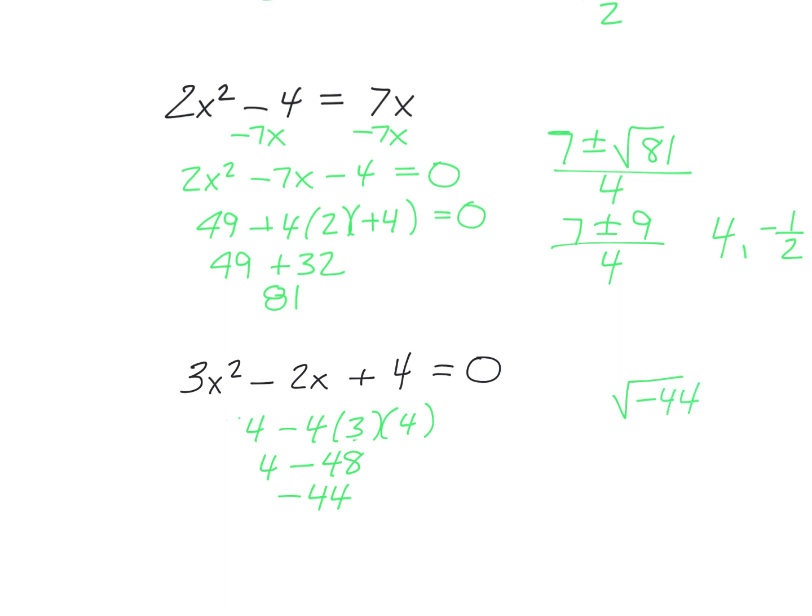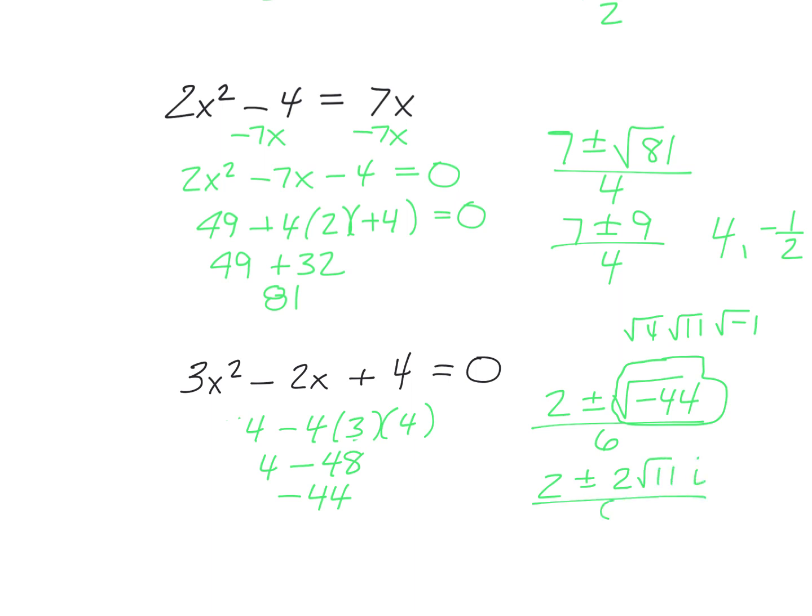So now we're going to continue doing the rest of it. The negative b part is a positive 2. The a value, 2 times 3 would be 6. And then all I would need to do is simplify this like we did the last couple days in class. So remember, I can break this up into root 4, root 11, and root negative 1, which would then be 2 plus or minus 2 root 11i all over 6.